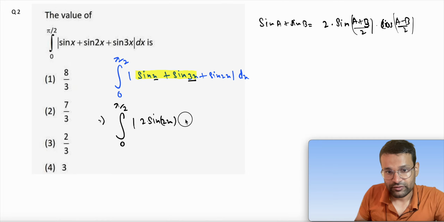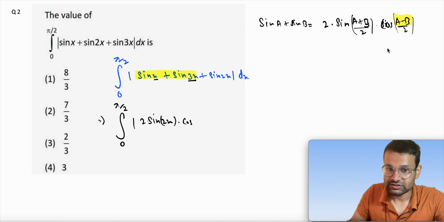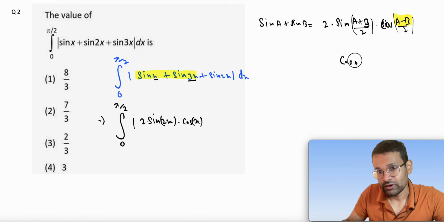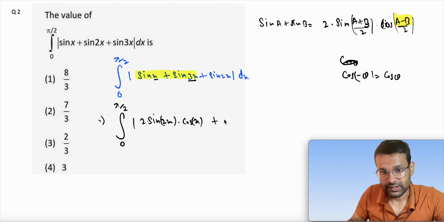Now cos x minus 2x cos x, where a minus b by 2 is minus 2x by 2, which is equal to minus x, and which can be written as cos x because cos of minus theta is cos theta. Okay, plus sin 2x dx.